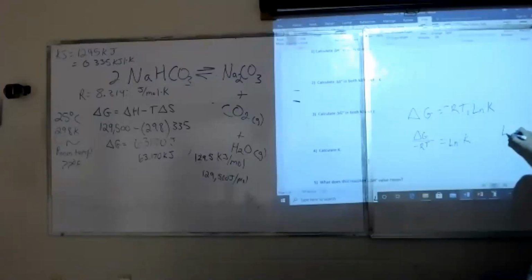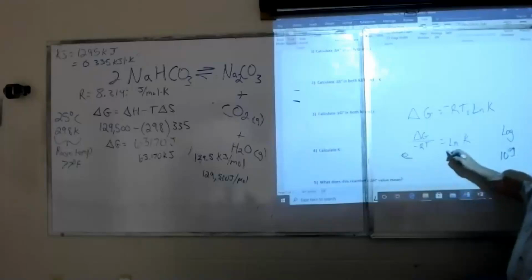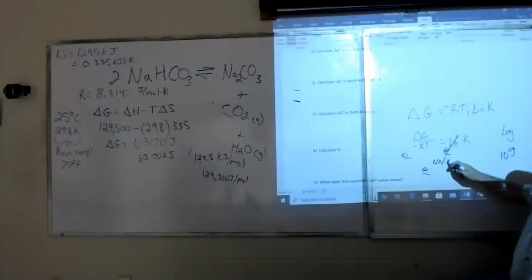How would I get rid of log? Does anybody remember? 10 to the log, and I raise both sides. Here I'm going to do the same thing. I'm going to raise both sides to the E, so these two LNs cancel out. We're looking for E to the delta G divided by negative RT.